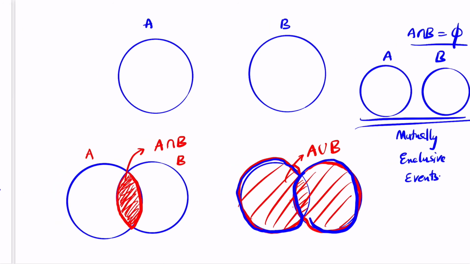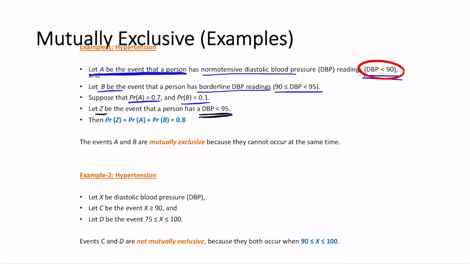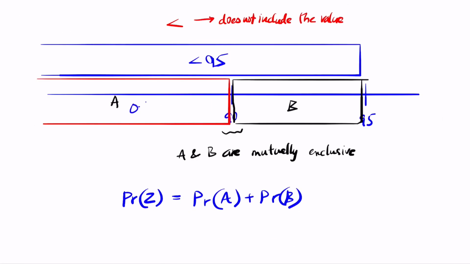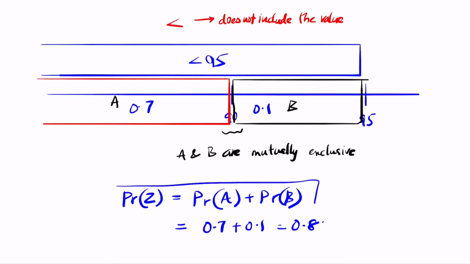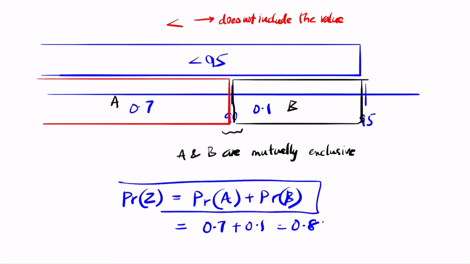In the problem, it's given that probability of A is 0.7 and probability of B is 0.1. So this value is 0.7 and this value is 0.1. So when you want to find everything less than 95, then it will become 0.7 plus 0.1. So this becomes 0.8. So use this formula of combination only when they are mutually exclusive events. If they are not mutually exclusive, do not use this formula.